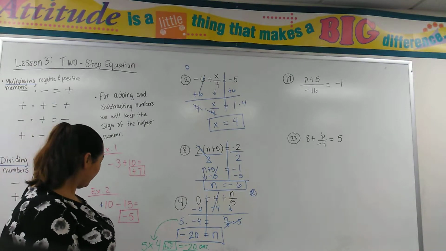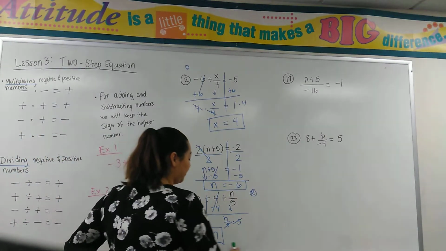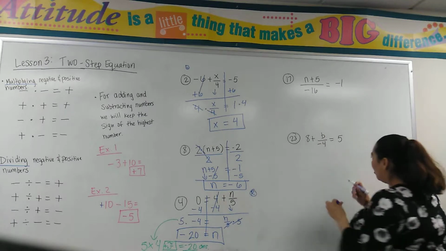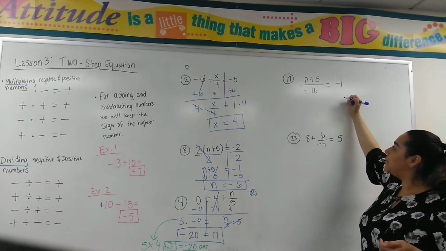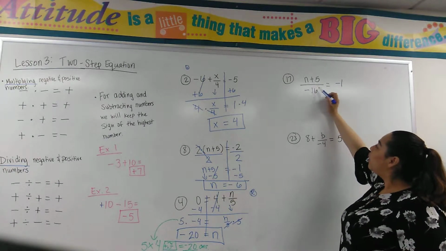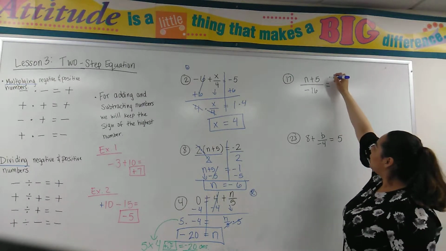Moving on to number 17. Now number 17, we have a fraction. A fraction means division. So we have m plus 5 over negative 16 is equal to negative 1.